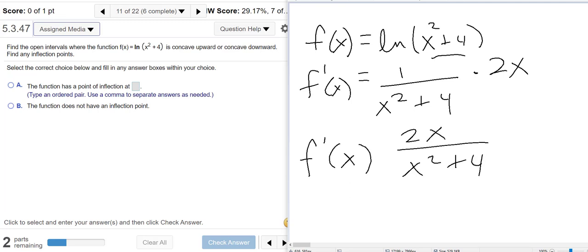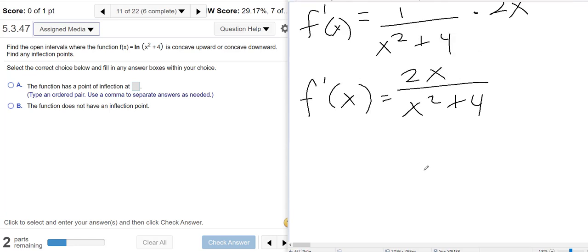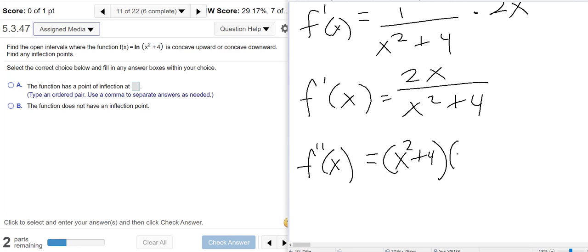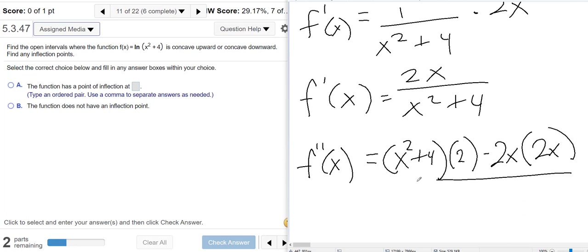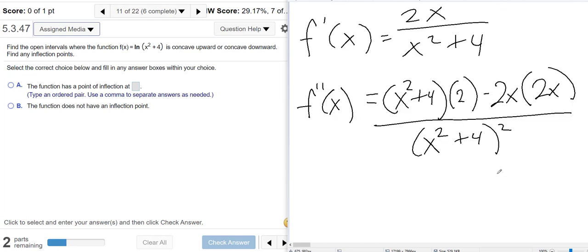Now we have a function without a natural log. We've got a rational function, and we've got to use the quotient rule. So we've got our denominator, x squared plus 4, times the derivative of the numerator, 2, minus the numerator, 2x, times the derivative of the denominator, 2x, all over the denominator, x squared plus 4, quantity squared. That's that quotient rule, it comes up over and over and over.